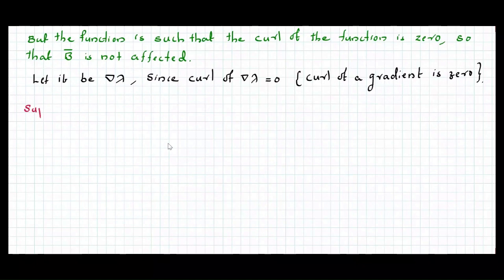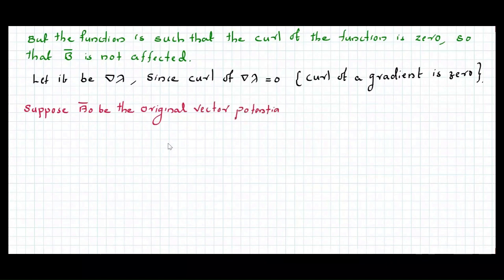Why have we selected del lambda? Because the curl of del lambda is equal to 0. The curl of a gradient is 0. So you can add the gradient of some function to your original vector potential so that the magnetic field is not affected.